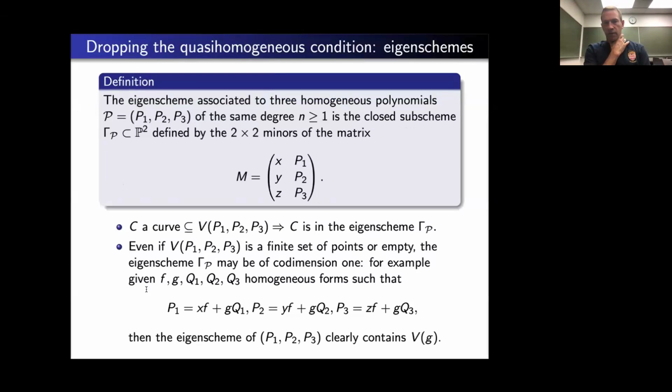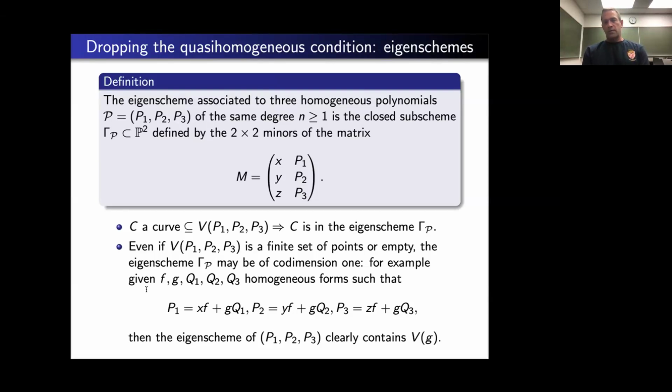So here's the definition of the eigenscheme. I have 3 homogeneous polynomials of the same degree. And then I do this weird construction where I take a matrix, I make them one column of a matrix. I take my variables x, y, and z. Again, we're in polynomials in 3 variables. And I take the 2 by 2 minors of this matrix, and that's going to define what we call the eigenscheme.